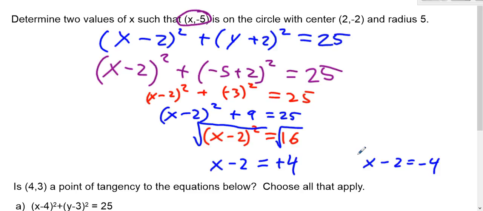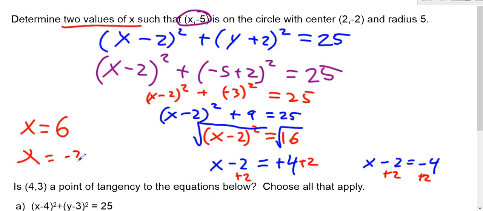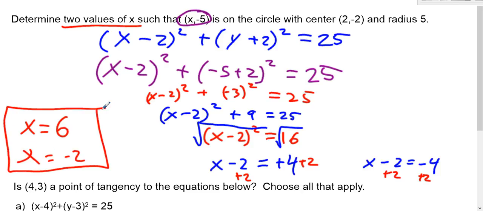So to solve this, you just have to solve both of them because it does say two values of x. That's your hint about the plus or minus. So we're going to add 2 to the 4. So we got x equals 6. And we're going to add 2 to negative 4, and we get x equals negative 2. There's our two values of x.